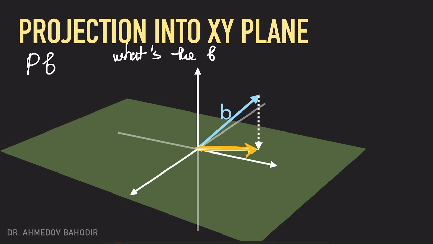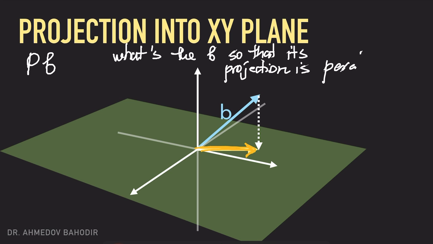What's a vector B so that its projection is parallel to itself? So far from this picture, it is clear that the yellow vector is not parallel to the blue vector.